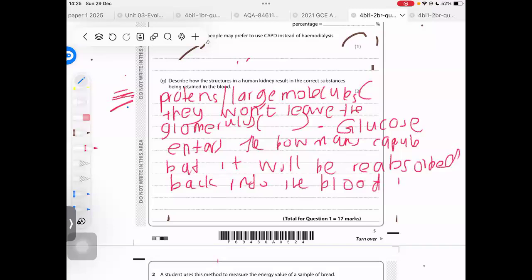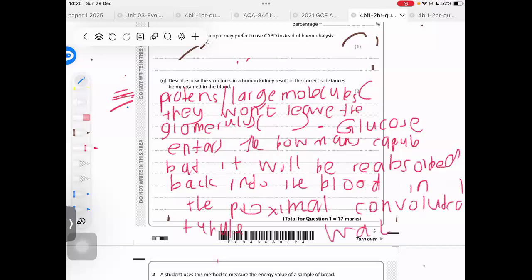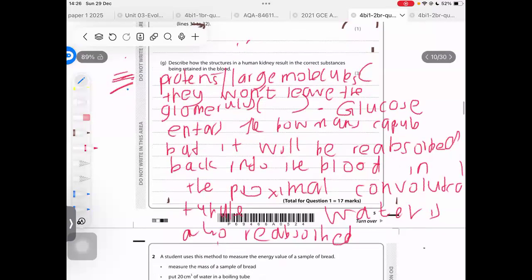Where? I'm writing the location. By the proximal convoluted tubule, or in the proximal convoluted tubule. And further I'm writing, water is also reabsorbed in the collecting duct. So all the useful substances are not excreted, they are retained in the blood. We have answered the question.